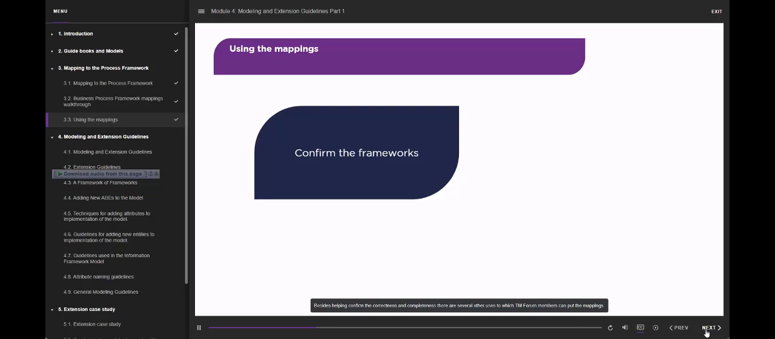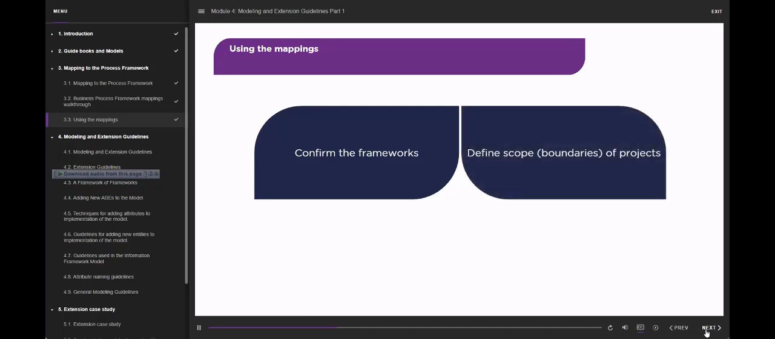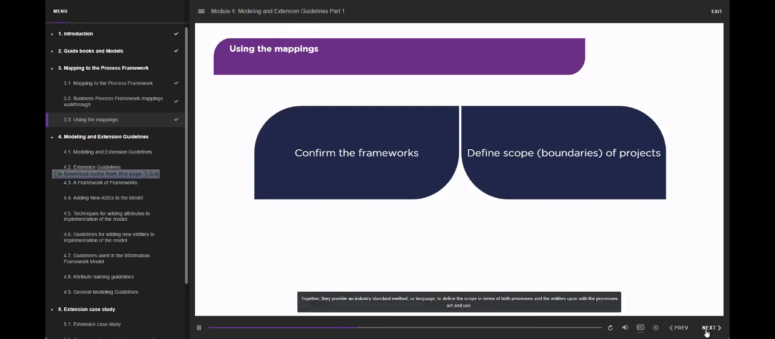Besides helping confirm the correctness and completeness, there are several other uses to which TM Forum members can put the mappings. Both the frameworks can be used to assist in defining the scope of a project. Together, they provide an industry standard method or language to define the scope in terms of both processes and the entities upon which the processes act and use. By defining the scope of a project independently in terms of each framework, mappings between the two can be used to confirm the project scope.